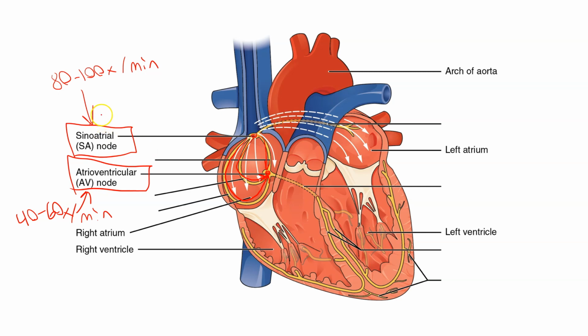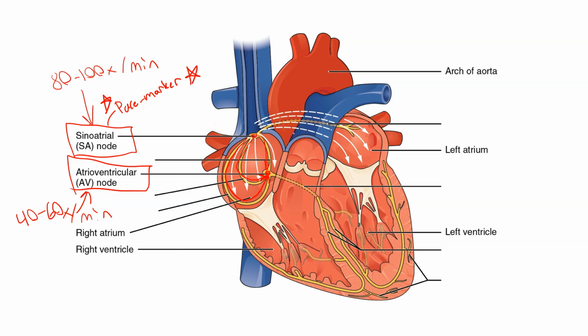Because the SA node is sending depolarizations at a faster rate than the AV node, we call this the pacemaker of the heart. And this is actually going to be the main generator of electrical activity in the heart, and what's really going to set the pace.